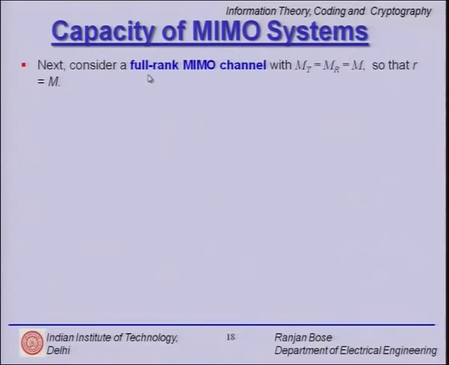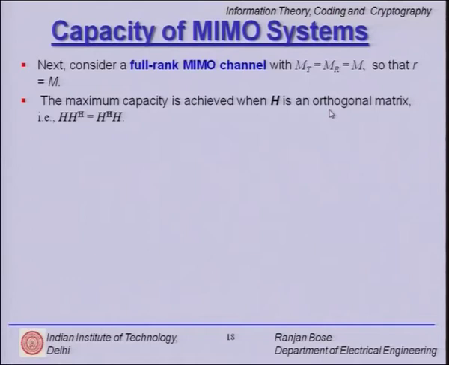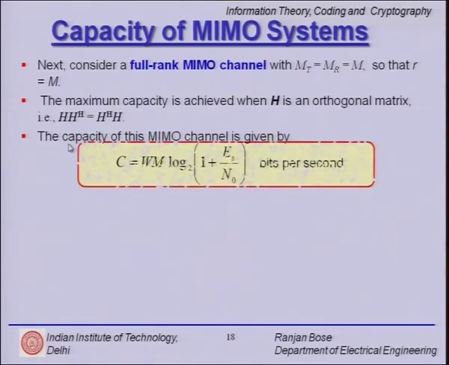So, let us look at a full rank MIMO channel, and for the sake of discussion, let us have equal number of transmit and receive antennas. So, full rank, which means MT is equal to MR is equal to M. So, the rank is indeed M. Okay. So, the maximum capacity is achieved where H is an orthogonal matrix, and this capacity of the MIMO channel is given by C = W M log to the base 2 (1 + Es/N0) bits per second. This is almost intuitive.